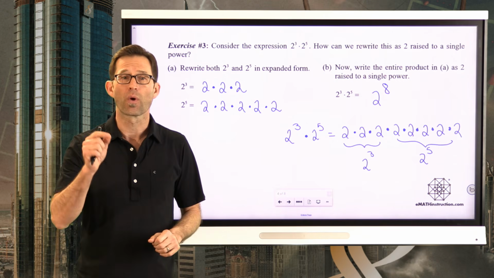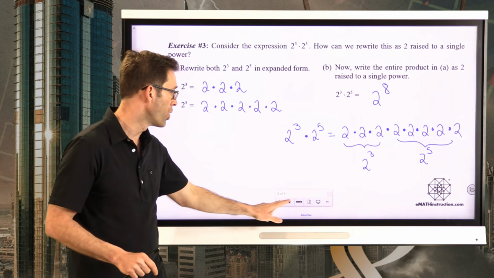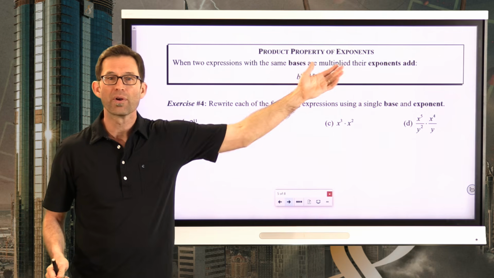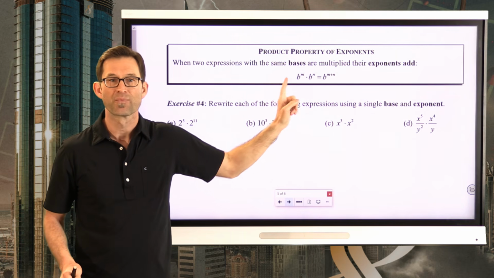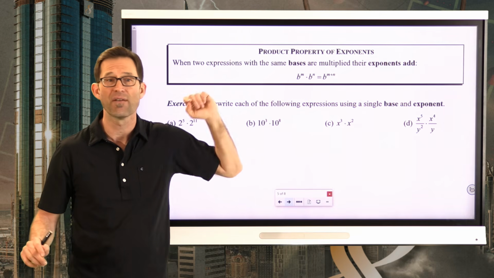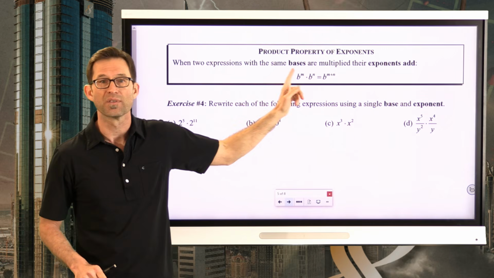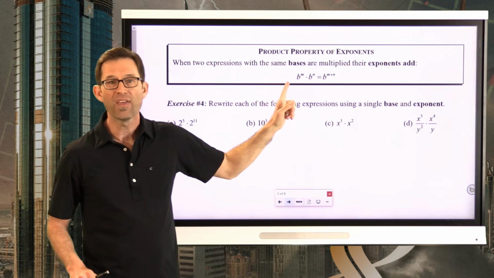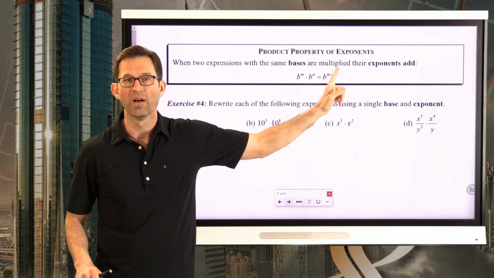And this brings us to our first extremely important exponent law, rule, or property, depends on what you want to call it. The product property of exponents. When two expressions with the same bases, it's got to be the same number down here. This doesn't work if you've got 2 to the 5th and 3 to the 7th, okay, you're done. But if two expressions with the same base are multiplied, their exponents add. b to the m times b to the n equals b to the m plus n.